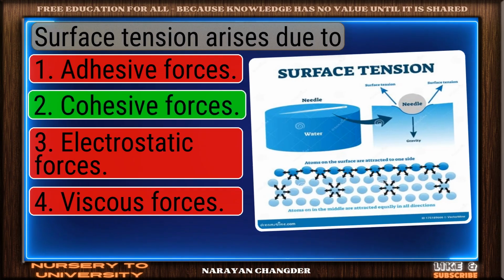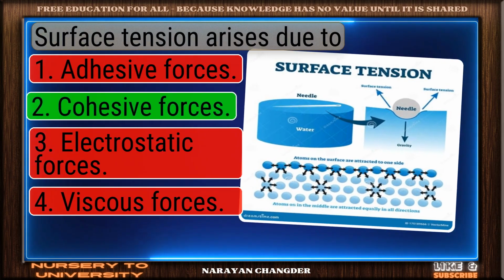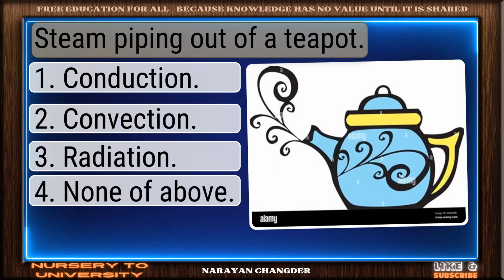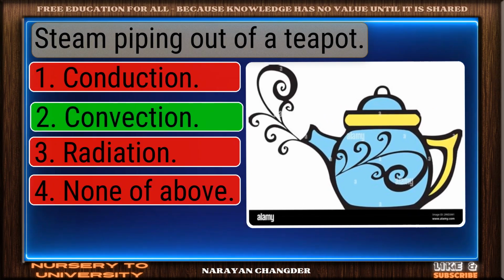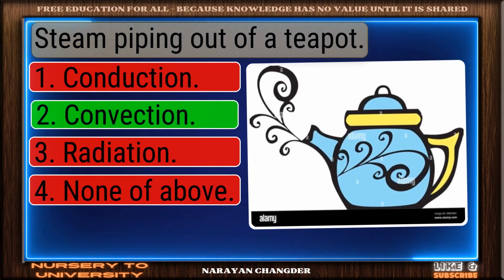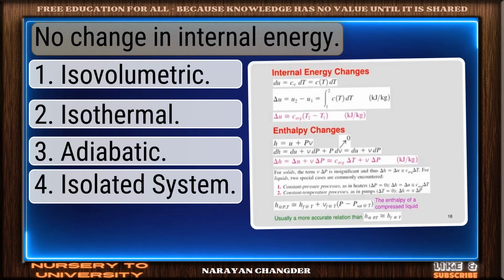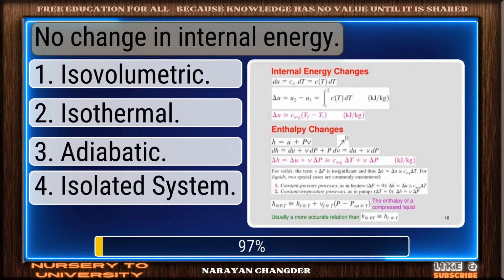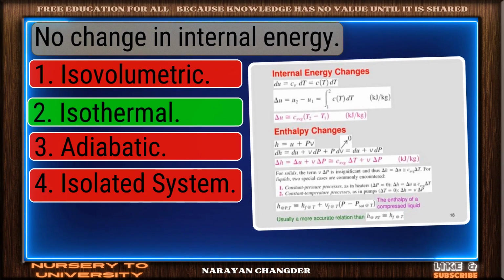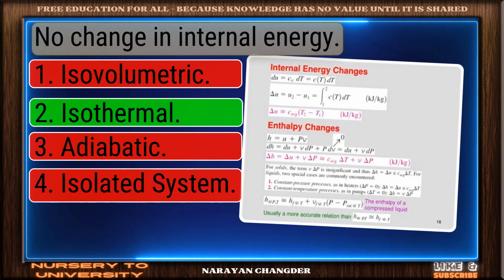Correct response. Cohesive forces is the most accurate answer. Steam piping out of a teapot. Smart move. Convection is an accurate answer. No change in internal energy. Excellent choice. Isothermal is the right answer.